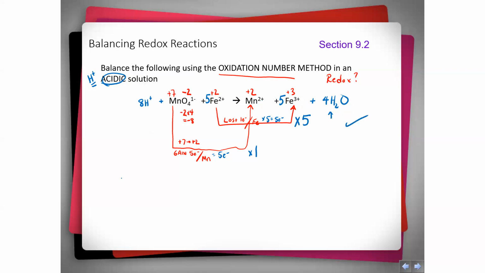This reaction is balanced. 8H plus, MnO4 minus, 1 minus I meant, plus 5 Fe2 plus yields Mn2 plus, 5 Fe3 plus, 4 H2O. That's all there is to it. You have to practice. There's lots of tricks and tricky ones, but you just have to practice and try different ones. There's a lot of great ones to try in the textbook.